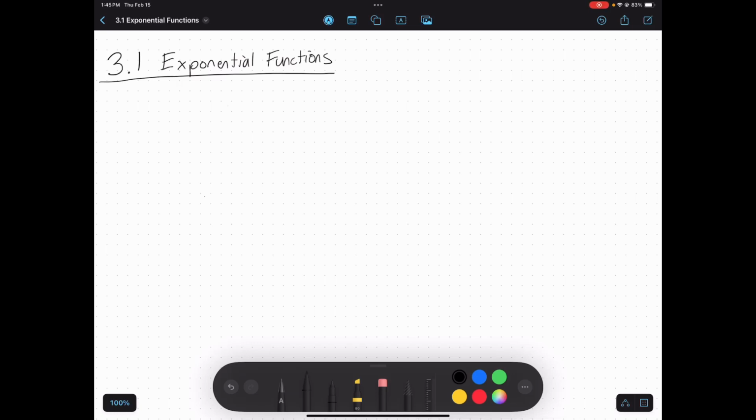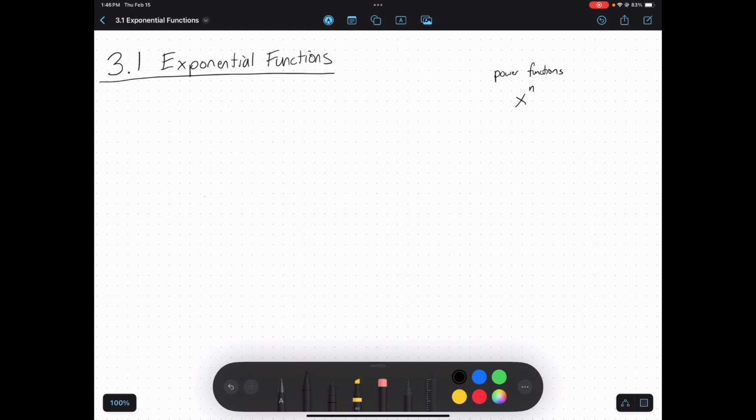In today's video, we get to expand our repertoire of functions that we know how to work with. Up to this point, we've really only worked with power functions, right? Where you have your variable raised to some power. Every function we've looked at so far can really be boiled down into a power function.